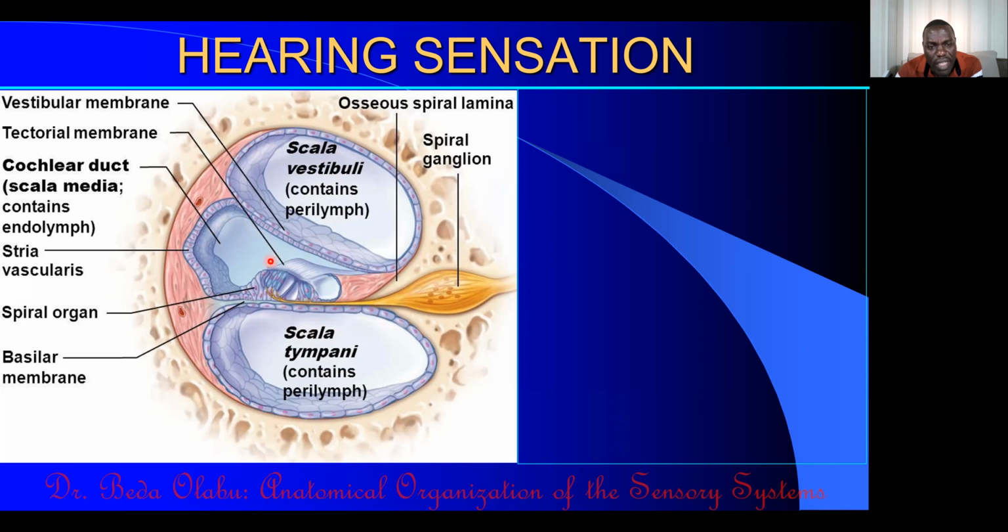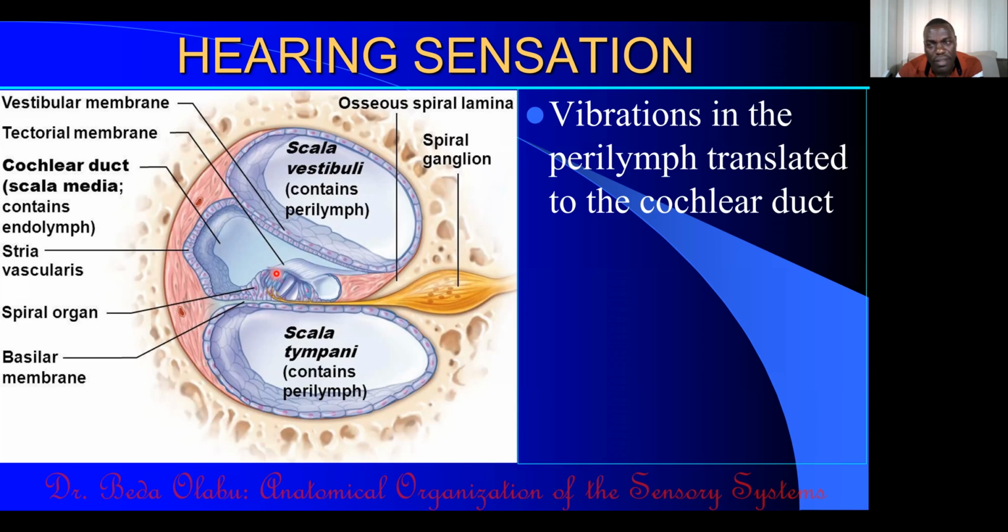Within the cochlear duct, there's some special cells. These special cells are called hair cells, and they are located within a very delicate structure here, which we call the spiral organ of Corti. This spiral organ of Corti is the receptor for hearing.